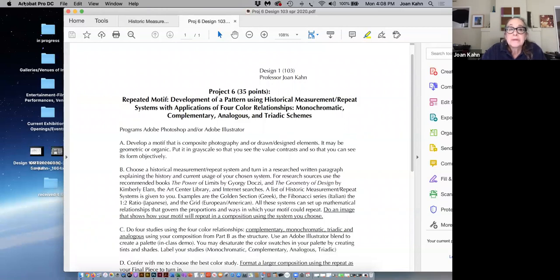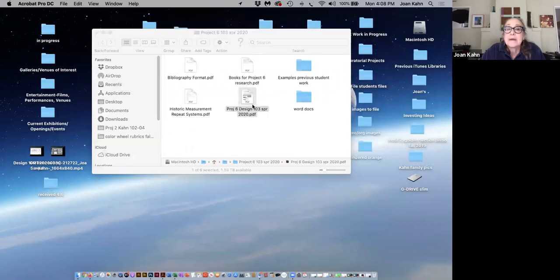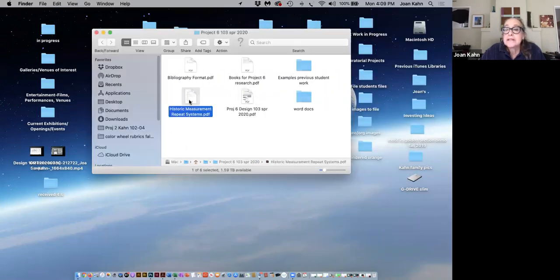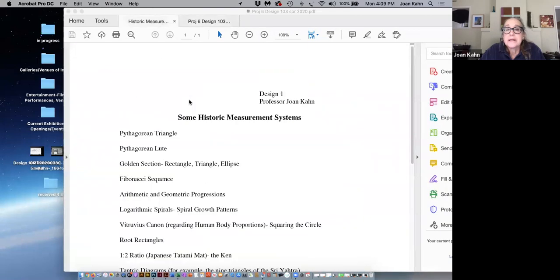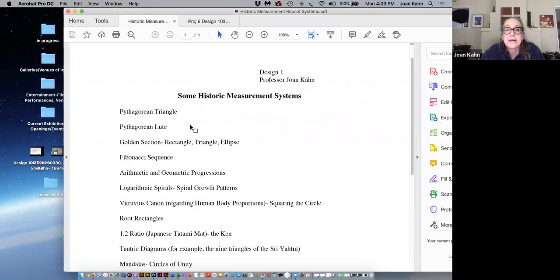So let me show you the resource I gave you to start to think about this. I gave you a list of measurement systems. I say some historic measurement systems that you might think about using to do the project: the Pythagorean triangle, the Pythagorean loop, the golden section, which can be manifest in a rectangle, triangle, or ellipse. The Fibonacci sequence, which shows up in nature in many instances of the way that things grow.